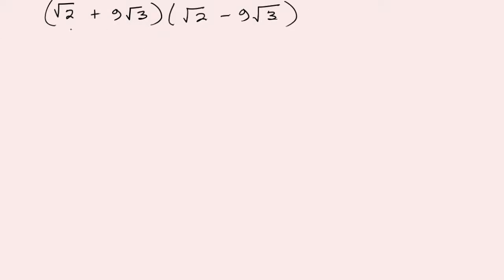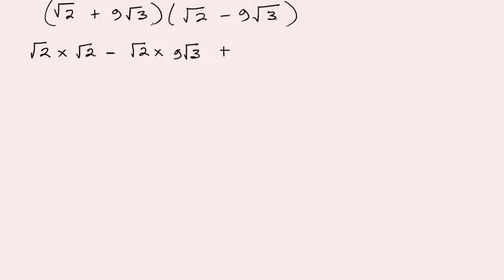The next example says the square root of 2 plus 9 root 3 all multiplied by the square root of 2 minus 9 root 3. And so if we do like we've done before, we'll have that root 2 multiplied by root 2 plus root 2 multiplied by minus 9 root 3. And so that will make this a minus, because plus multiplied by minus gives us minus root 2 multiplied by 9 root 3.